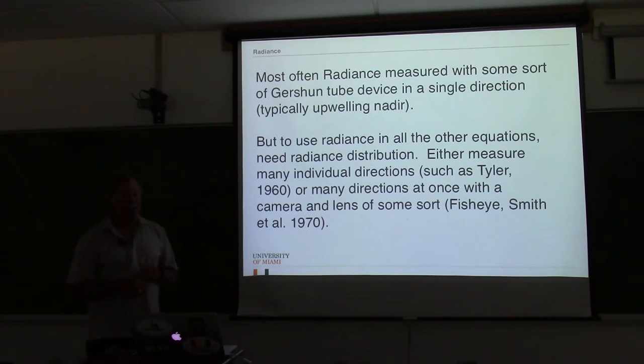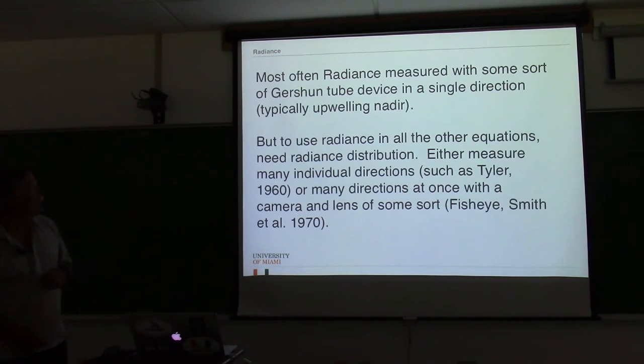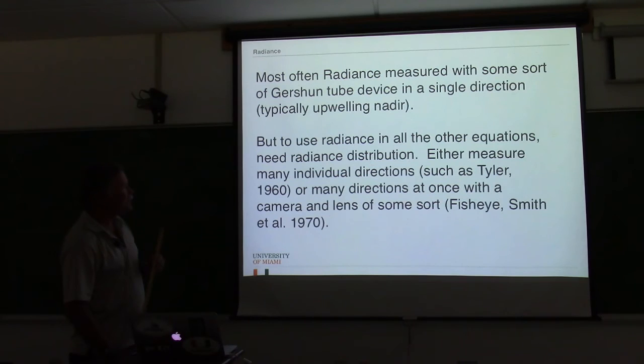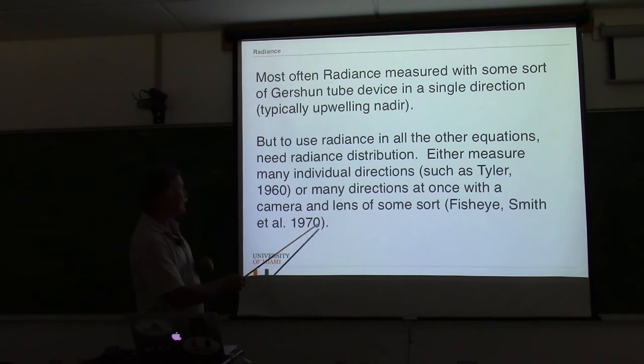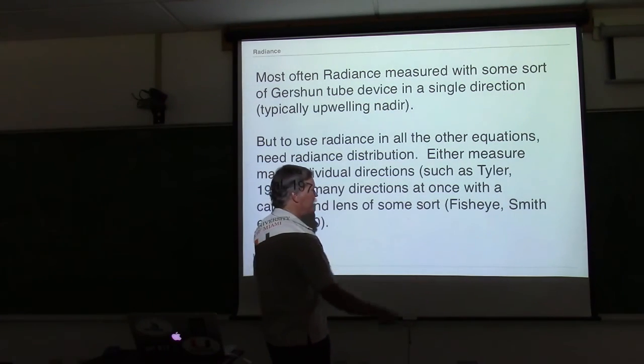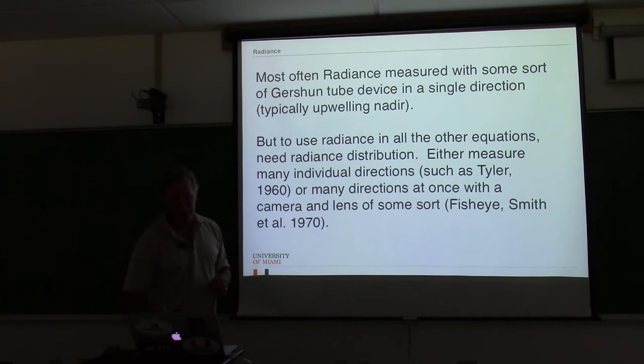All right. Now, to use the radiance in all those other equations that we had on Kurt's poster over there, you need the radiance in all the different directions, which means what's called the radiance distribution. It's the collection of the radiance information from all the different directions. You can either measure that in individual directions, and I'll show you a picture of Tyler's instrument from the 60s, or you can do them all at once with a camera lens of some sort, which was sort of developed first by Ray Smith, and Tyler actually, and Petzold, I believe.